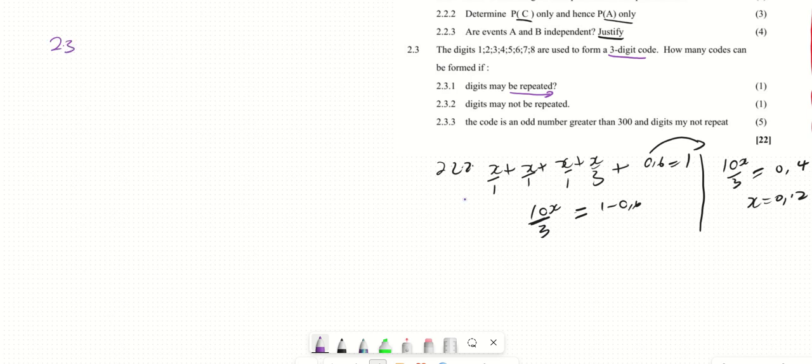So this is 2.3.1. We need to make 3 digits out of the eight. Repetition is allowed here, so for the first digit I can choose 8, for the second digit I can choose 8, for the third digit I can choose 8, because the sample doesn't go down, the digits remain the same. That makes 512. Or we can say this is n to the power r, where n is the sample and r is how many times we are choosing. So our sample is 8, we are choosing 3 times, so this is 512.